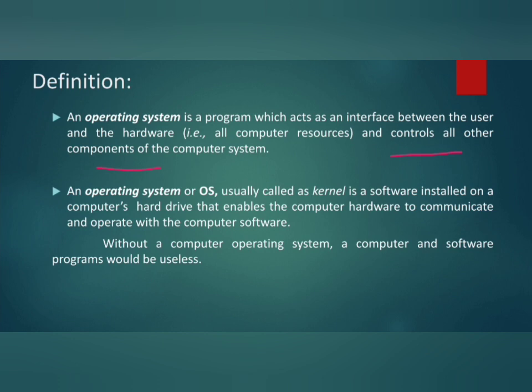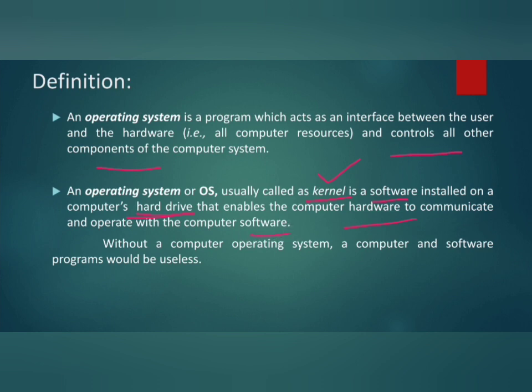Next definition we can see that it's written, an operating system or OS, usually called as kernel, is a software installed on a computer hard drive that enables the computer hardware to communicate and operate with the computer software. So here it is stated that operating system is a software which is also known as kernel, so we can refer to it as kernel also, and obviously it's a system software which is installed on the computer's hard drive. So this is important, you should know this. So it is installed on the computer's hard drive that enables the hardware to communicate and operate with the computer software.